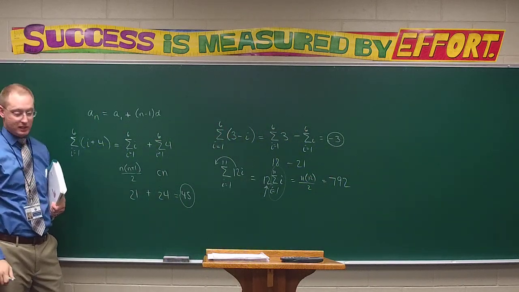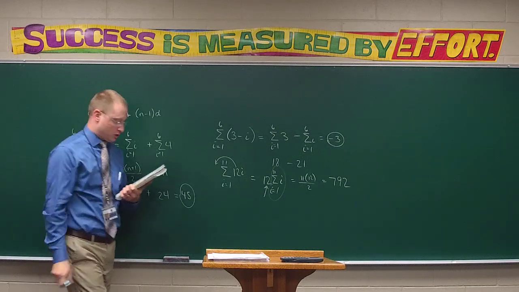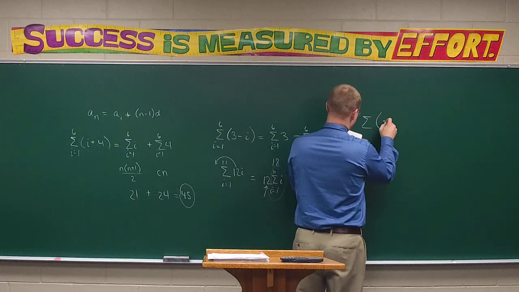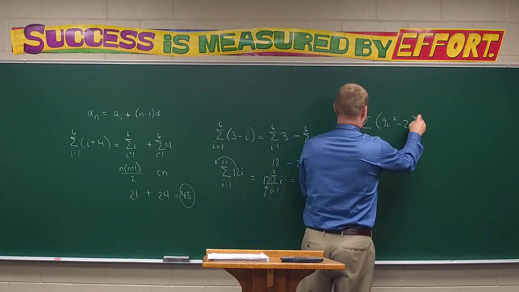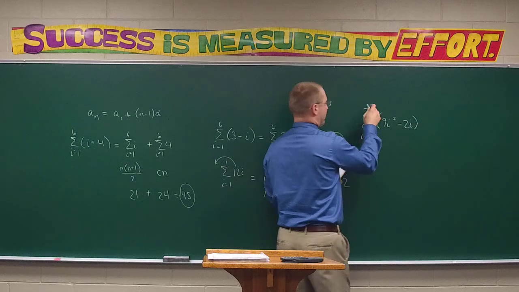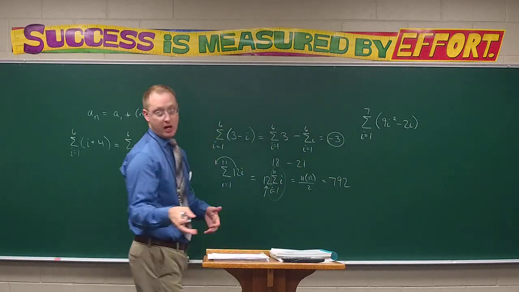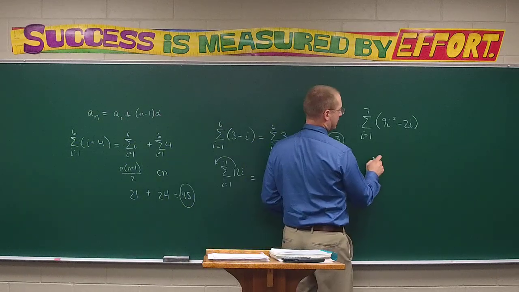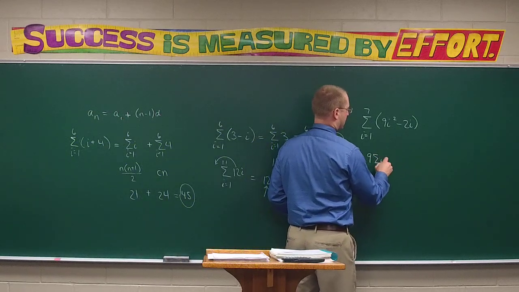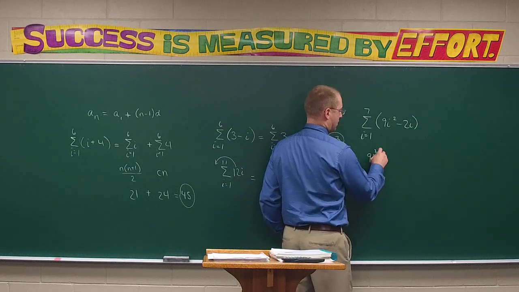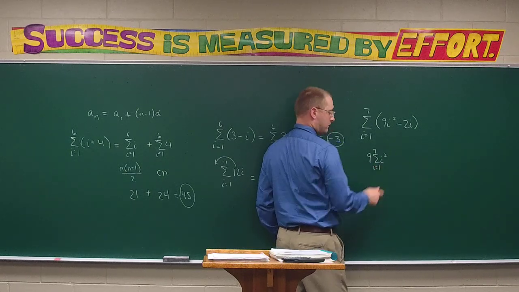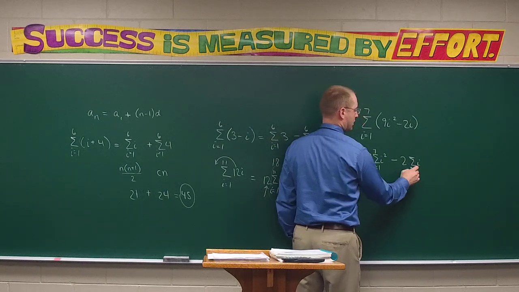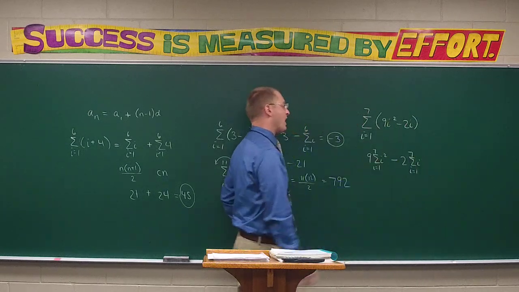How many had that for number 26? Any questions on 26? Yeah, let's take a look at 28. This one was a lot more complicated than the other ones. The series of 9i squared minus 2i from 1 to 7. Okay, first we've got to split it up. What does it look like in the split format, Abby? 9 times the series of i squared with 7 on the top and i equals 1 on the bottom. Okay, so from 1 to 7. And then minus 2 times the series of i from 1 to 7.